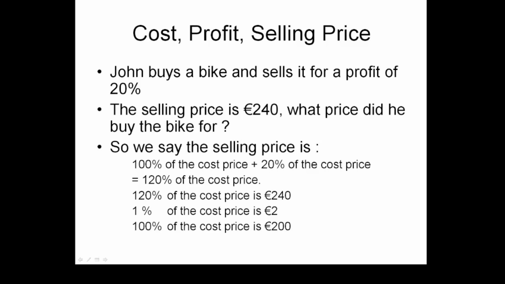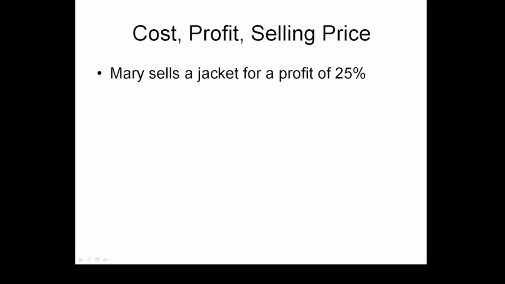Then it's easy to find 100% of the cost price. So 1% is just 240 divided by the 120, which gives us €2. And then you can just multiply up to find out €200. Let's have a look at another example question.